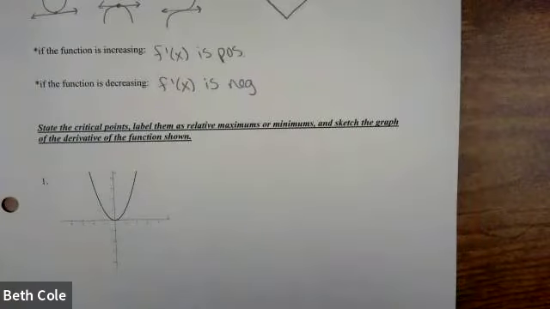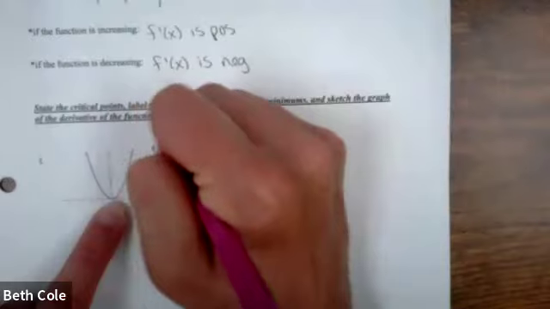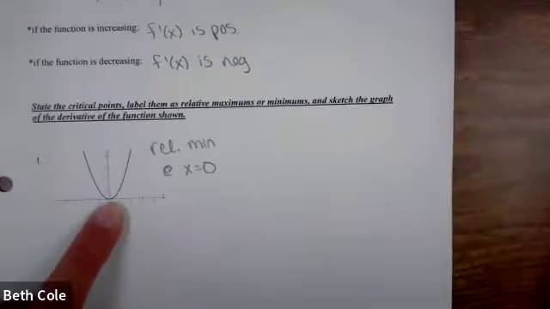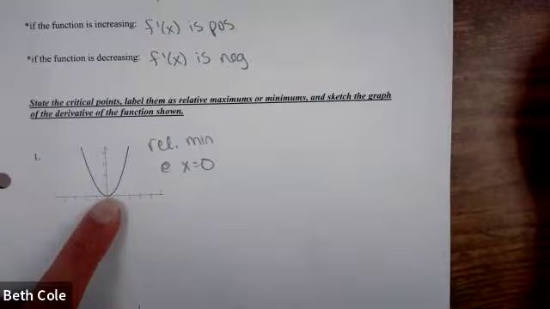So looking at this first one, where is our critical point? It's at x equals what? 0. And we're going to label it as a relative minimum, maximum, or neither. So this is a relative minimum, good, at x equals 0. This is going quick because you guys are all understanding. Relative minimum at x equals 0.